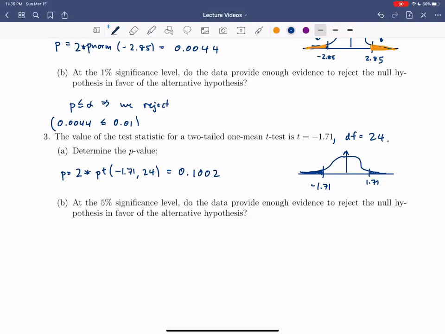And then at the 5% significance level, do the data provide enough evidence to reject or not? And the answer is no, do not reject. And again, the idea is that our p-value, which was 0.1002, is greater than our significance value, which was 5%, 0.05. Not just greater than or equal to; we want it to be strictly greater than alpha. And we're done. Okay, so that's essentially the p-value approach.